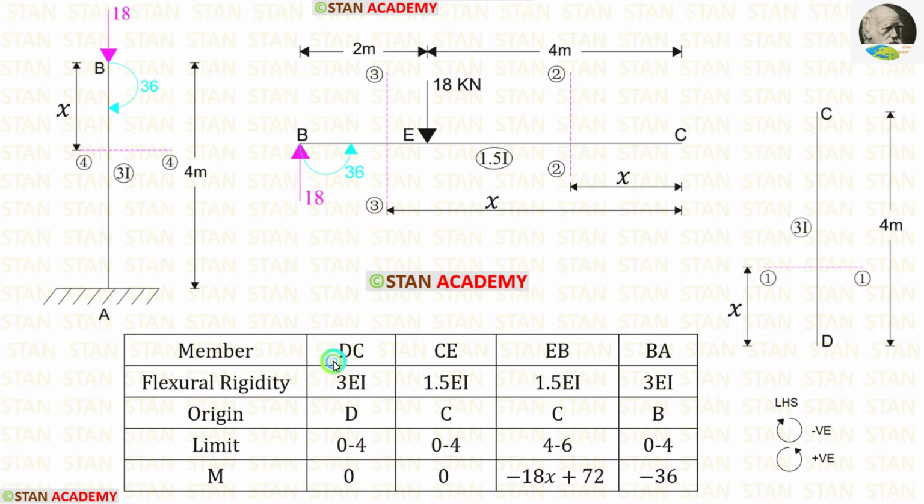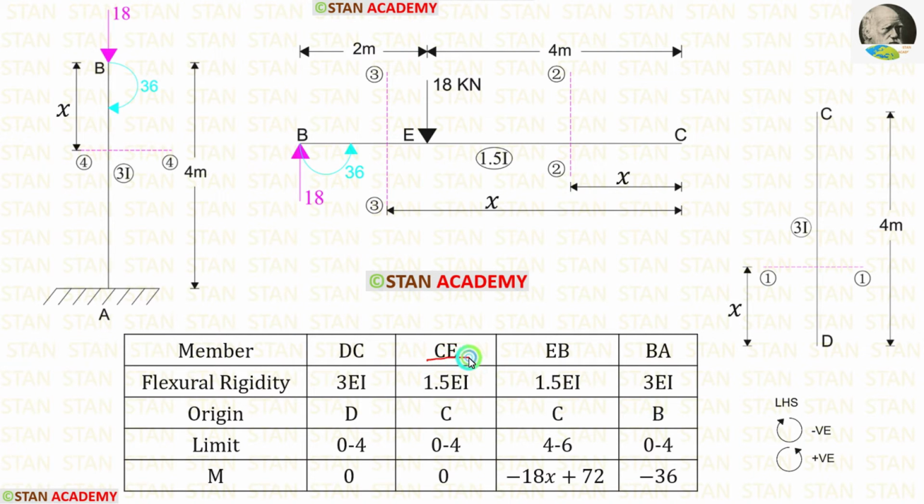Let us take the member DC. In DC, I have made the section at a distance of x from the point D. So for DC, the origin of the section should be D. The moment of inertia for DC is 3I. So the flexural rigidity should be 3EI. The limits for DC is 0 to 4.